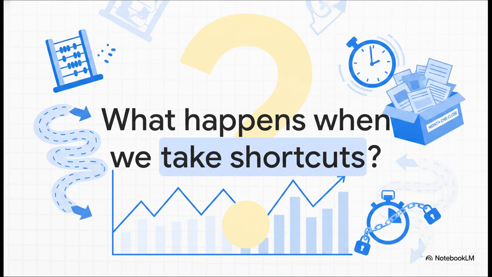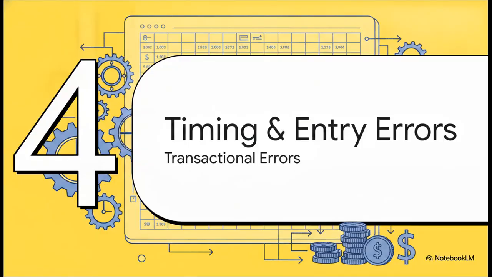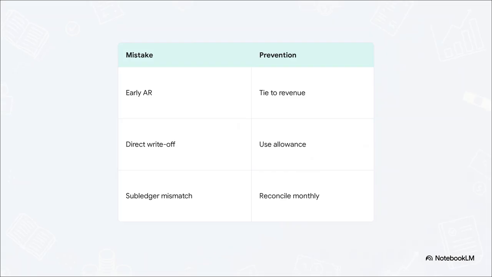Let's transition from the textbook theory into a practical survival guide. Section 4, Mistakes with Timing and Entries. Let's look at transactional errors. Let's look at the classic transactional traps teams fall into when they're just trying to save a little time.